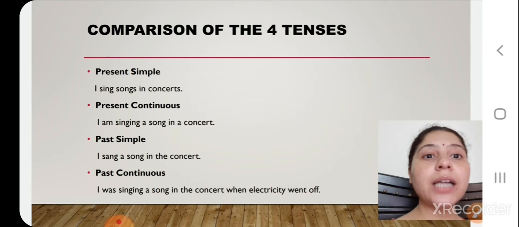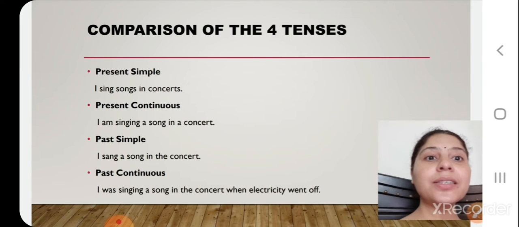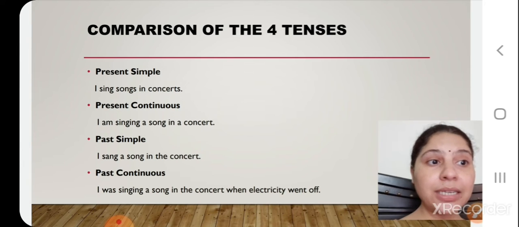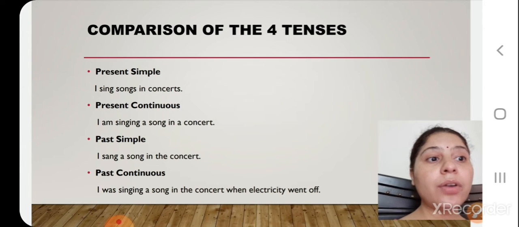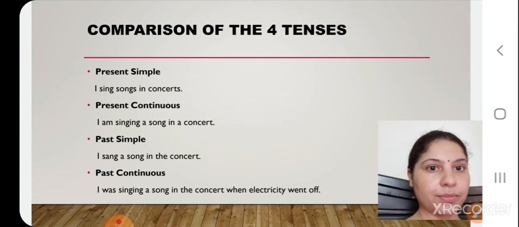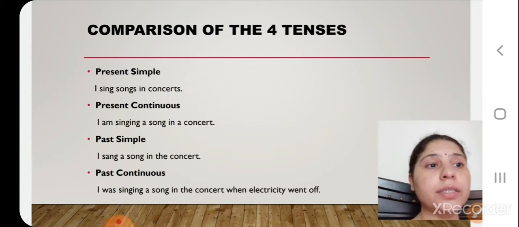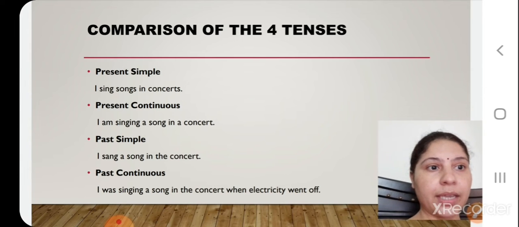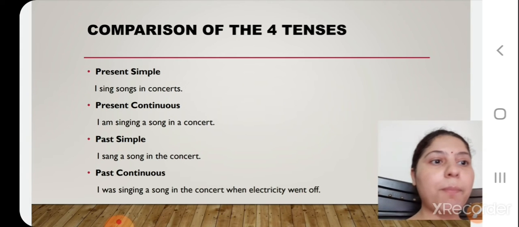Now present continuous. I am singing a song in a concert. This sentence means that right now the activity of singing a song is going on. I am singing in a concert right now. Past simple. I sang a song in the concert. Last Sunday, you can say. So a concert occurred last Sunday and I sang a song there. So this is a thing of the past.